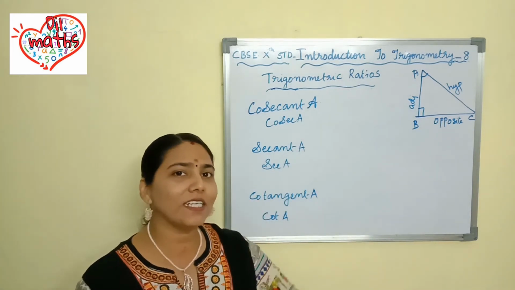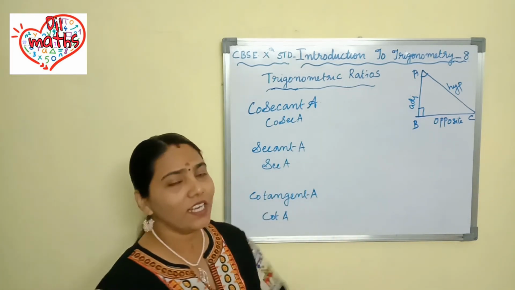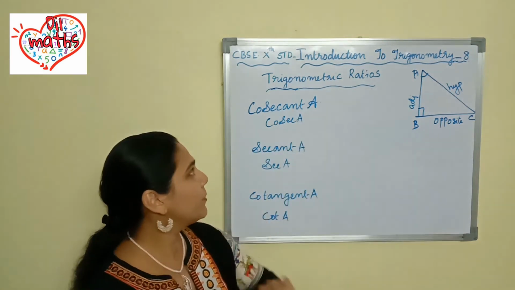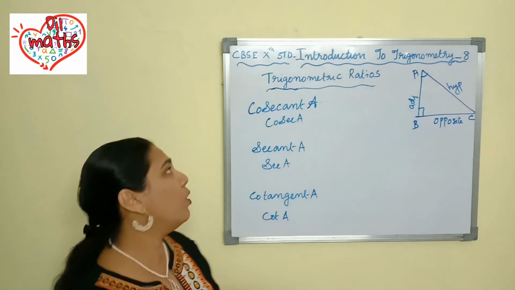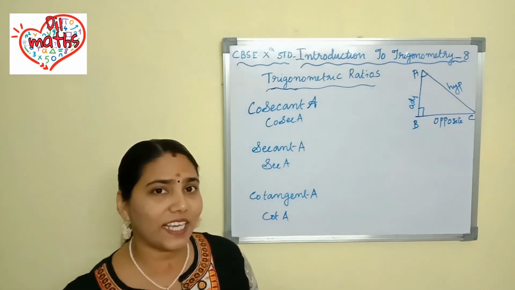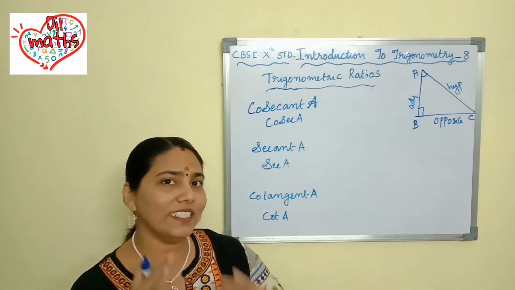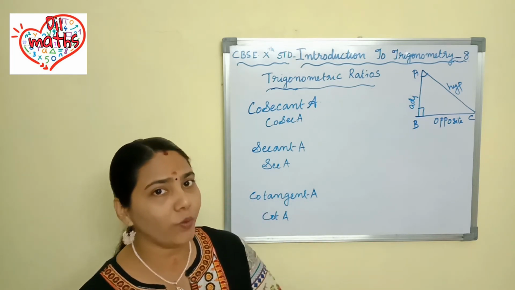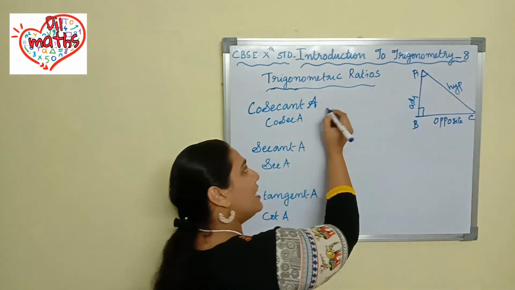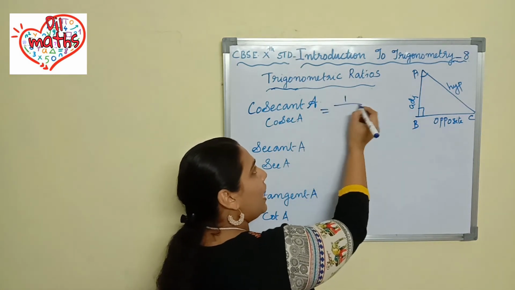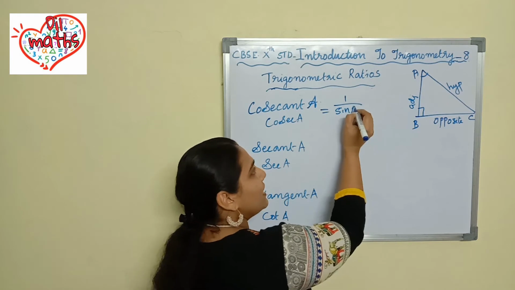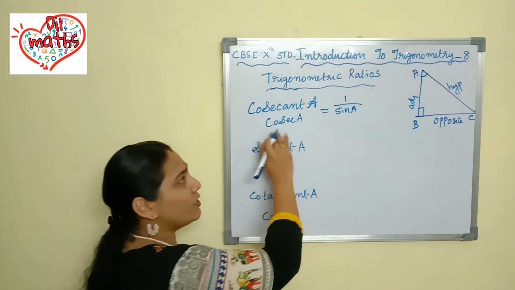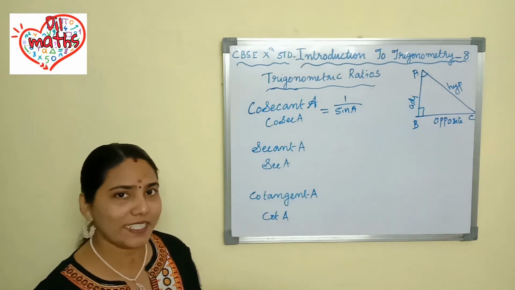If you are taking the angle B, definitely I told you that the adjacent side, opposite side, everything will change. So here I took the angle A. Now I want to find out what is cosec A. So cosec A is just the reciprocal of sine A. Reciprocal of sine A is cosec A. So definitely you should remember how to find sine A. Then it will be really easy to find cosec A. So here cosec A is equal to 1 by sine A.